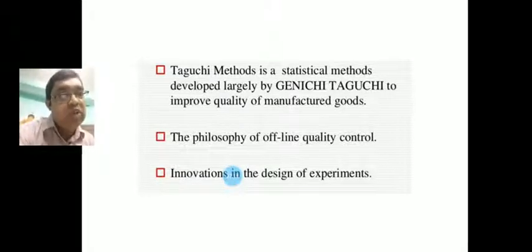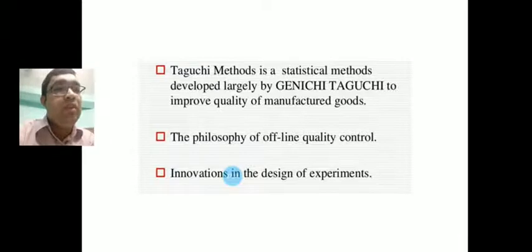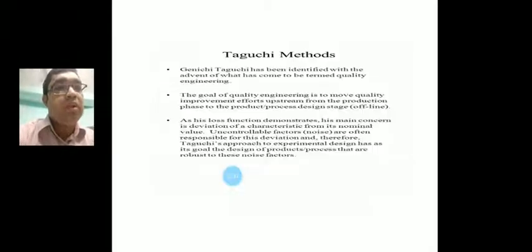You also have to give attention to quality, recorded according to the manufacturing goods, and to the orthogonal array systems in the Taguchi statistical method. This is offline quality control, and the innovation in the design of experiments is also concentrated on according to Taguchi.